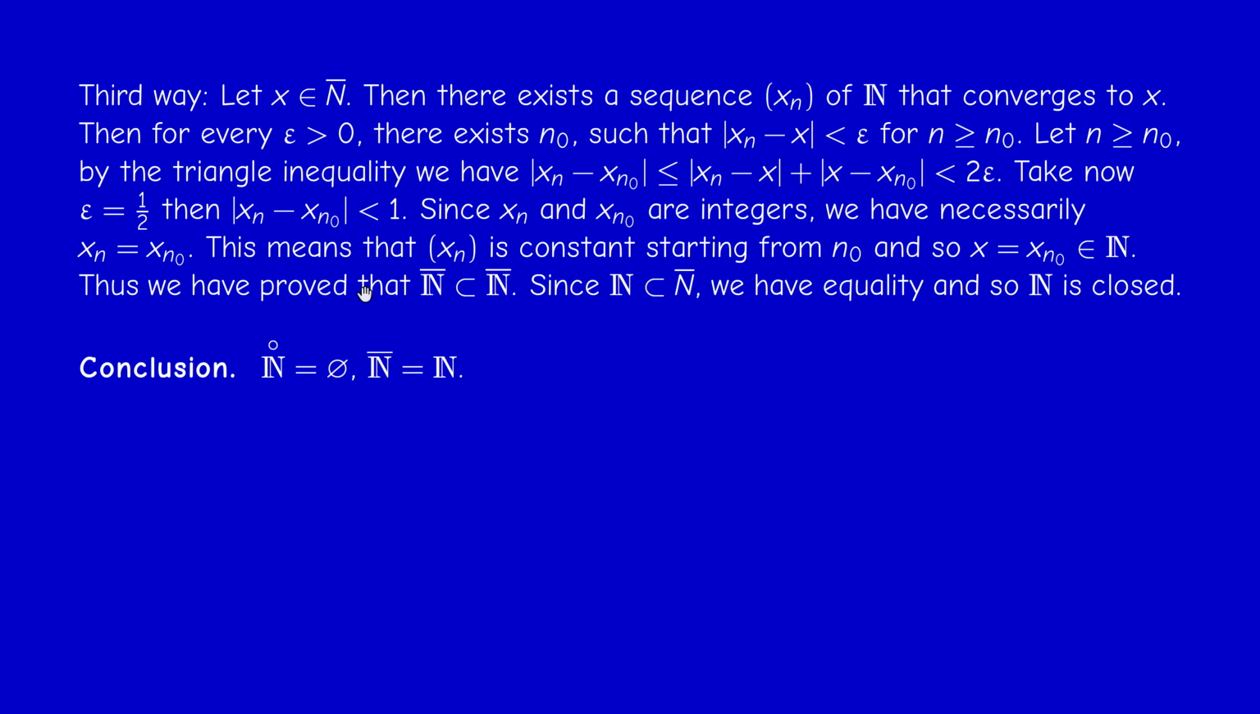So I have this inclusion, the closure of N is contained in N. But N is contained in the closure, so I have an equality. So what do we have? We have N bar equal N, so N is closed. So conclusion, the interior of N is empty, the closure of N is itself, so the boundary is also itself.